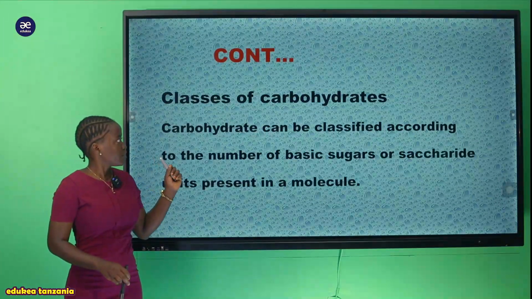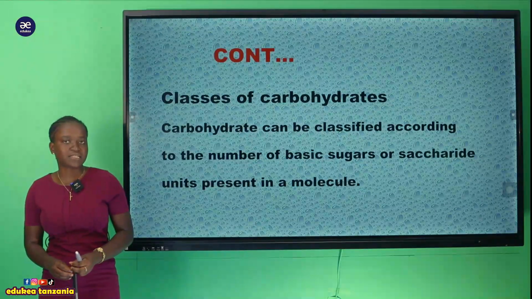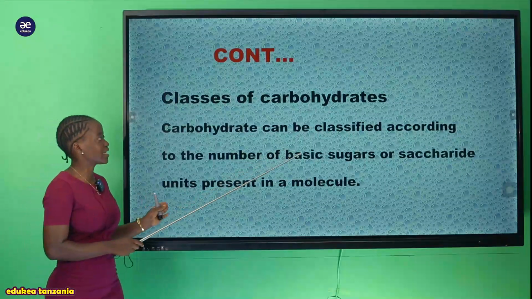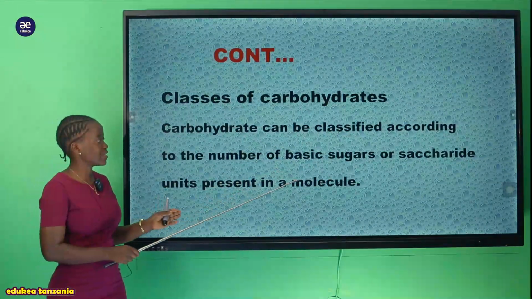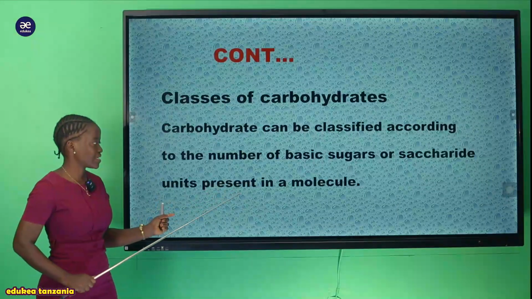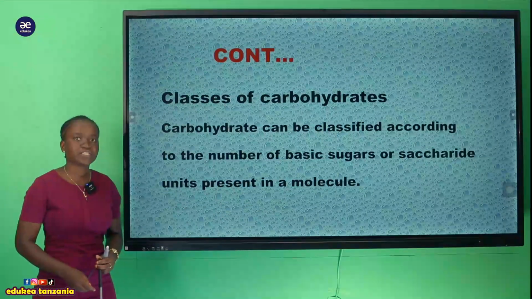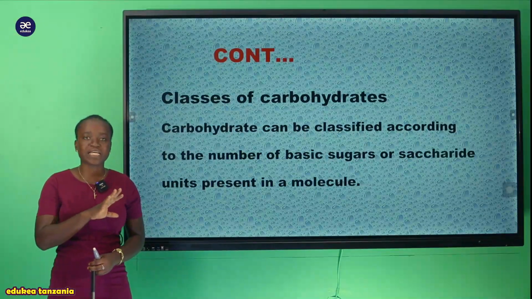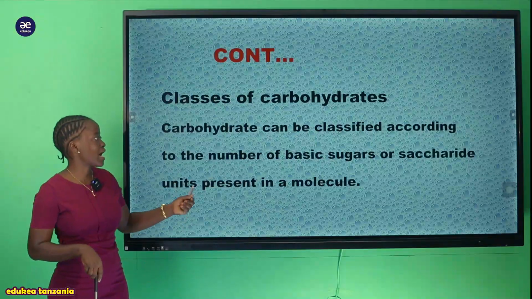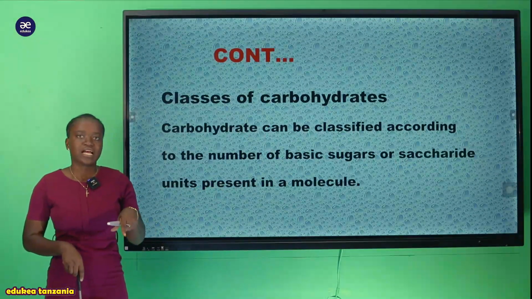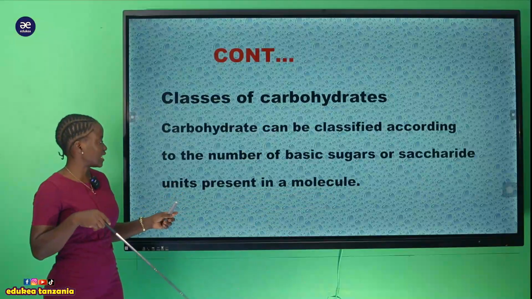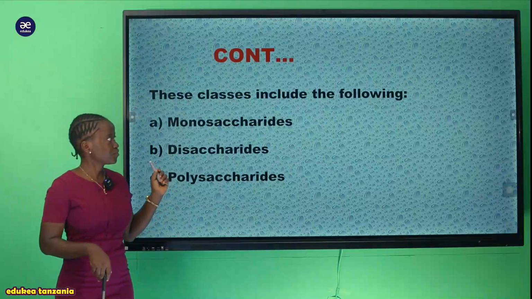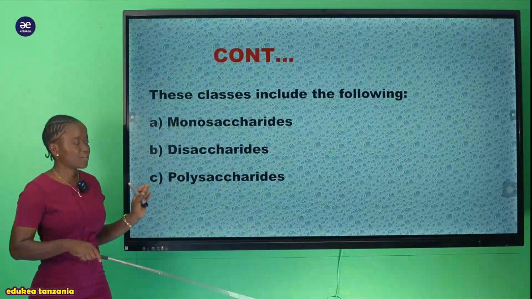And now let's see the classes of carbohydrate. We can say that carbohydrates can be classified according to the basic sugar or saccharide units present in a molecule. So carbohydrates can be classified, meaning divided into various groups, according to the number of basic sugars found within the structure, or the number of saccharide units present in each molecule. And by saying that, we have almost three classes of carbohydrate.